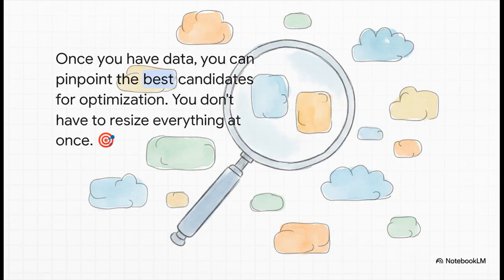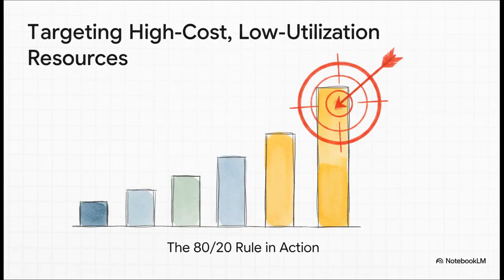Okay, so now you've got all this great data. What do you do with it? Well, now you can start hunting for the best candidates for optimization. And you don't have to resize everything all at once. Seriously, think about the 80-20 rule here. You want to focus your effort where it's going to have the biggest financial impact. So you're looking for those expensive resources that are just sitting there, consistently showing low usage. Bam, those are your prime targets.